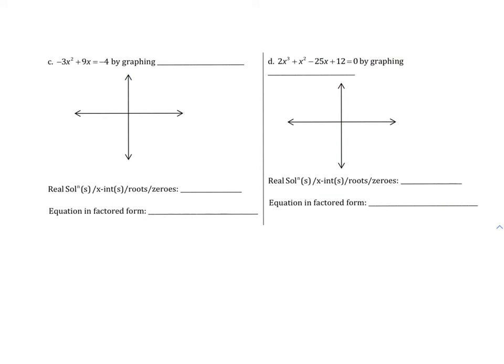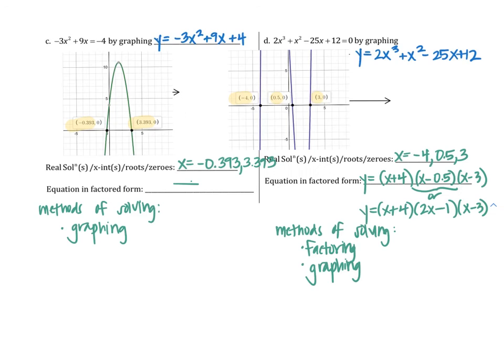So what I want you to do is try graphing C and D by typing it into Desmos and identifying our real solutions. If our solutions are rational, meaning they're exact, I also want you to write the equation in factored form. Please pause the video and unpause when you're ready to check your answers. See you soon. Okay, so you should be able to check your answers.